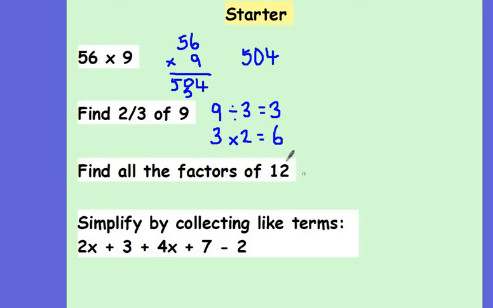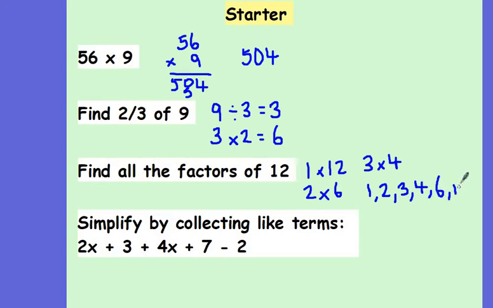Factors of a number, so for 12, I could have 1 times 12. I could have 2 times 6. I could have 3 times 4. So my factors of 12 are just 1, 2, 3, 4, 6, and 12. And finally, to simplify by collecting like terms, I need to put my x terms together.